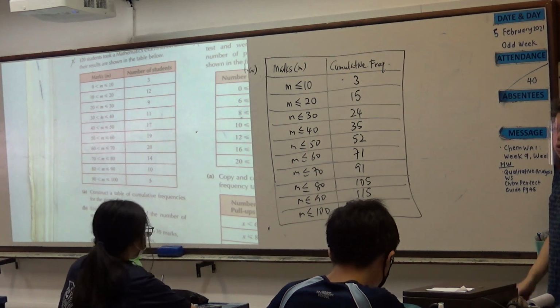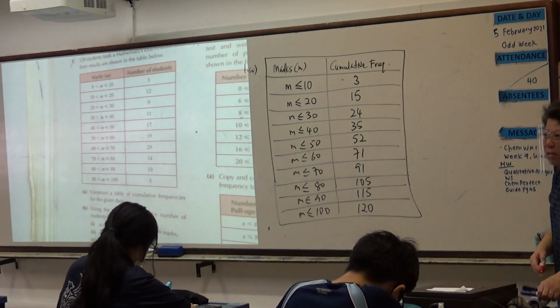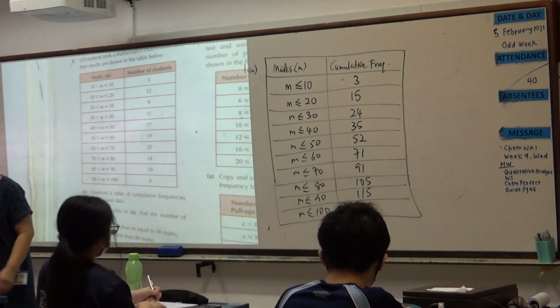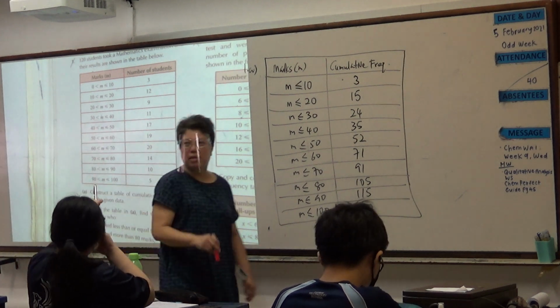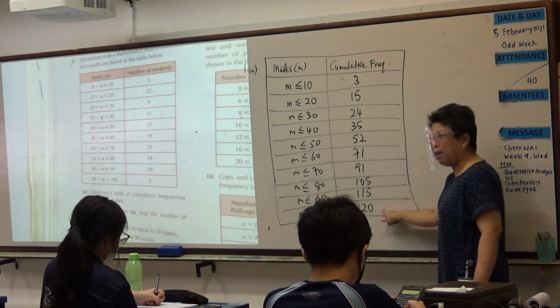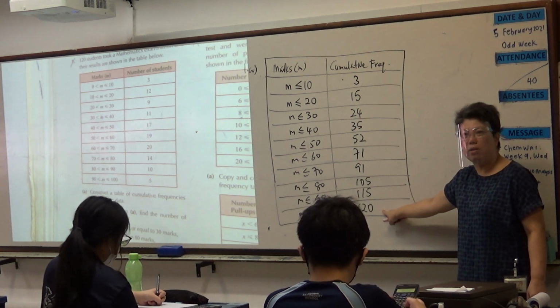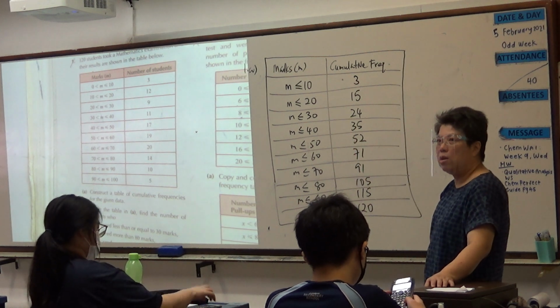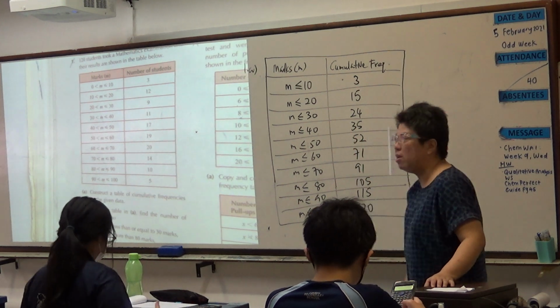Now class, I just want to ask, how do we double check that we don't make a mistake? Correct. 120 students, right? The last one must be 120. Can I have anything else? If you have more, that means you calculated something inside wrongly. If you have less, you also calculated something inside wrongly.